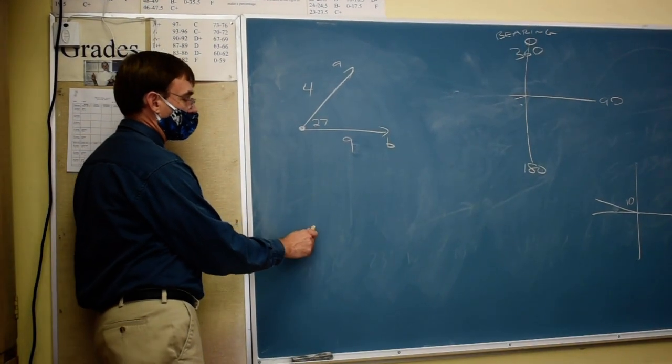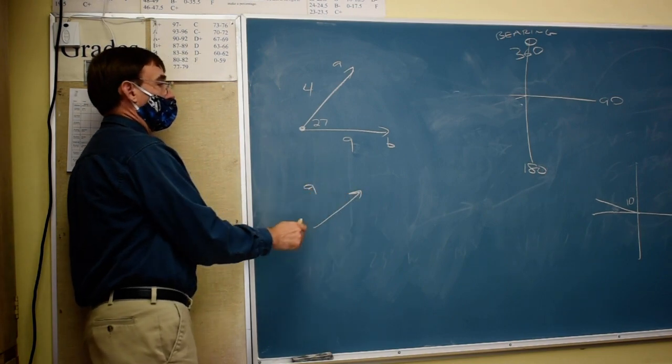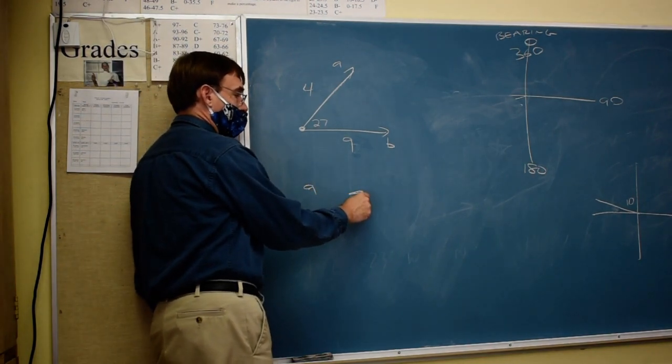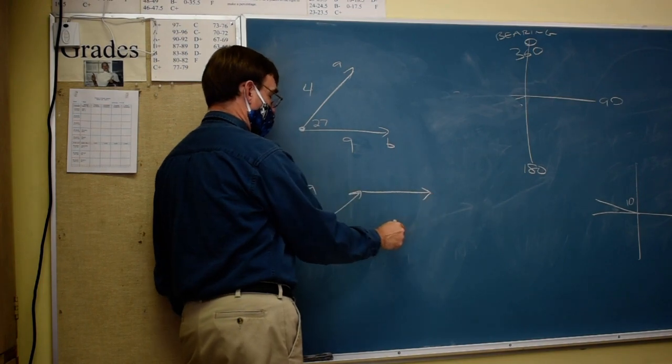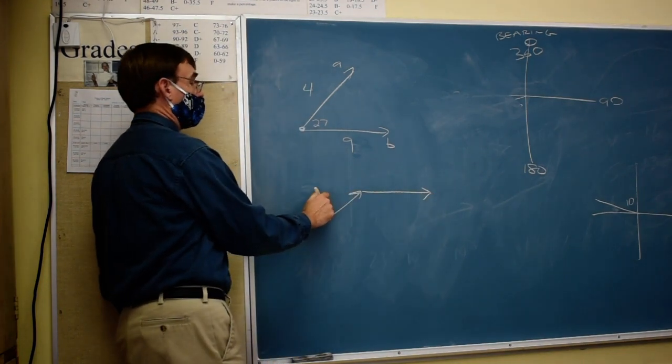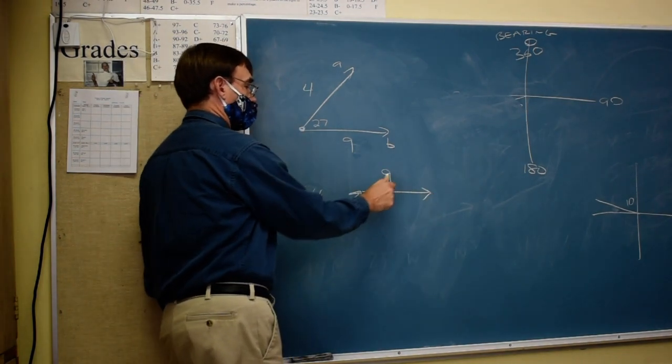So to do A plus B, I'd leave A alone. At the head, I'll draw the B. So this was a 4. This was a 9.